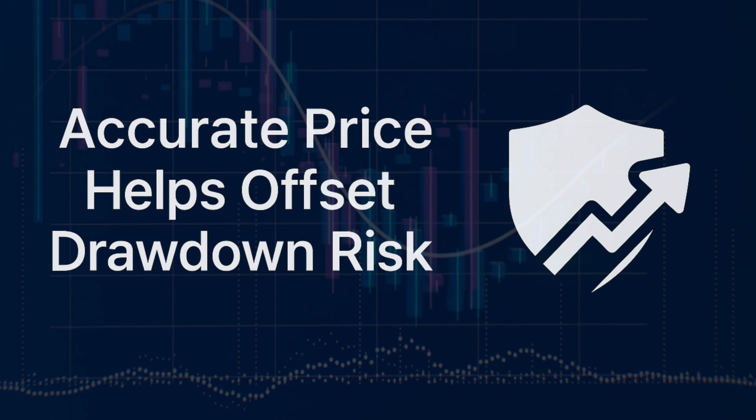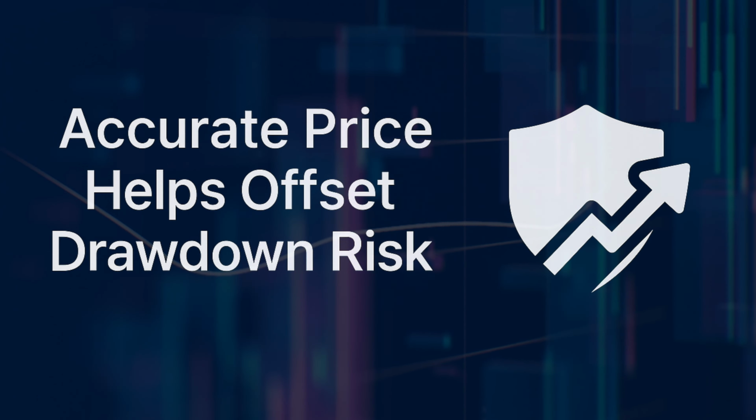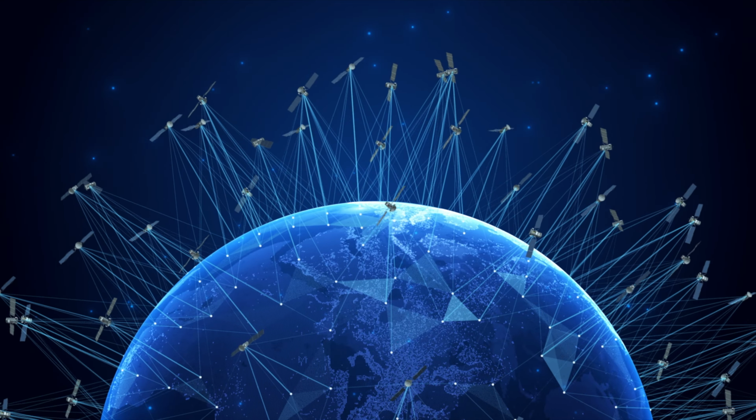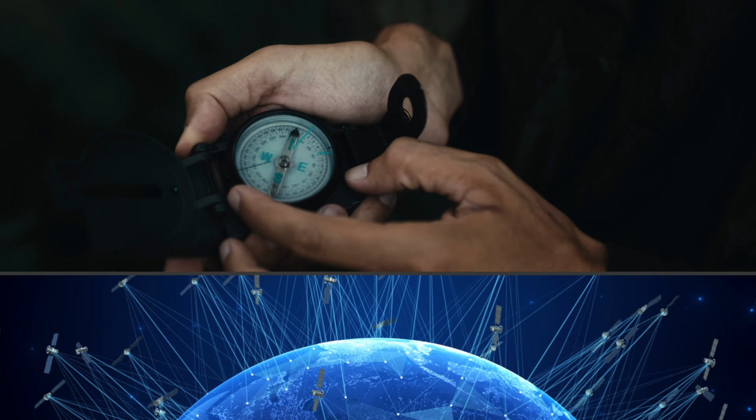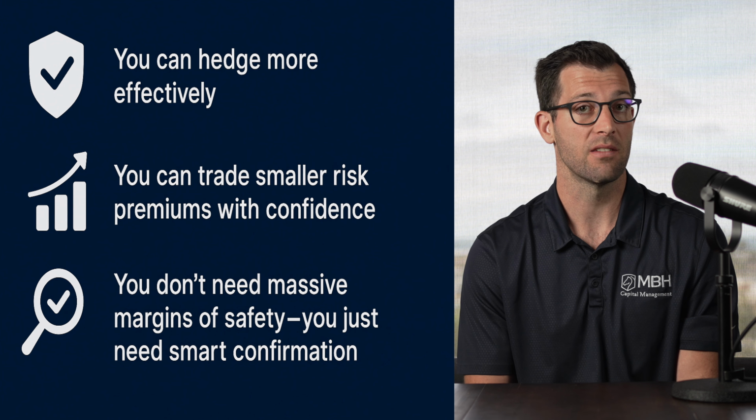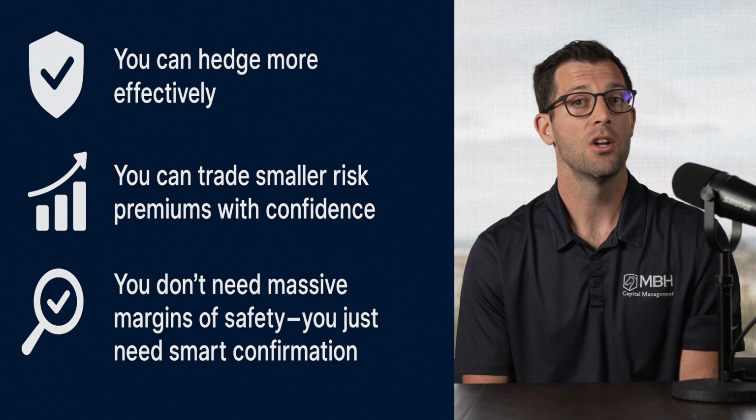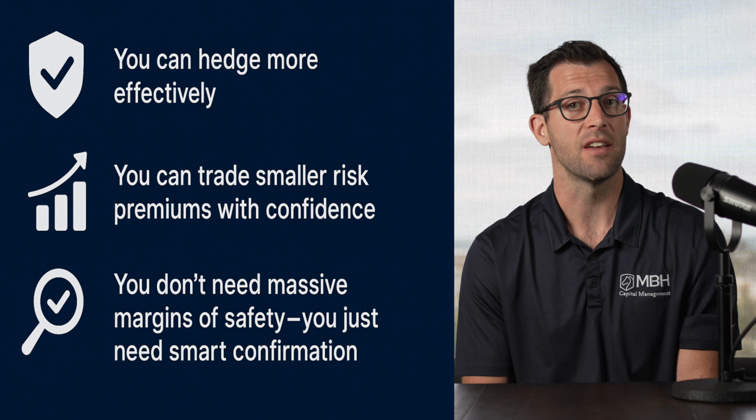Lastly, let's dive into drawdown management. The more accurate your price is, the faster you know when you're off course. It's like flying with a working GPS versus a broken compass. When you know where you stand, you can hedge more effectively, you can trade smarter risk premiums with confidence. You don't need massive margins of safety, you just need smart confirmation.